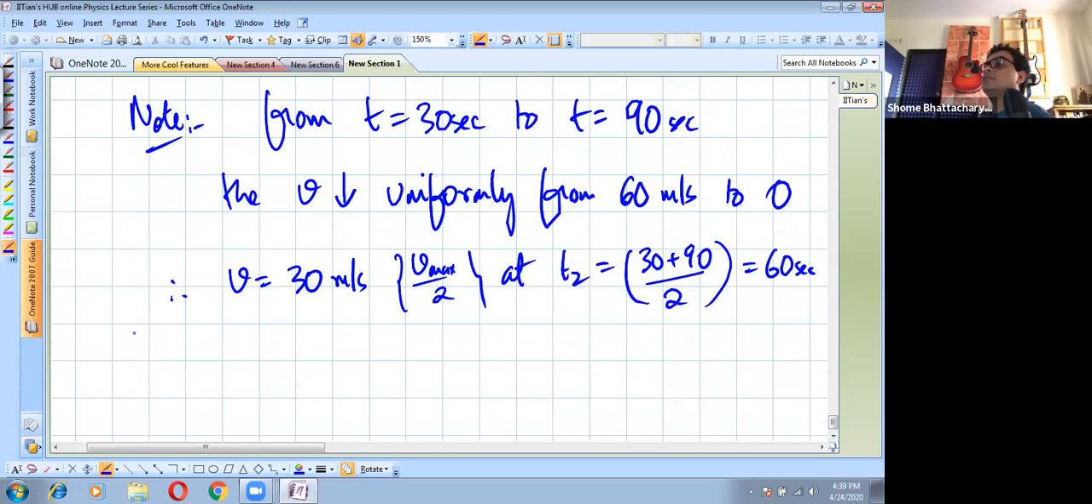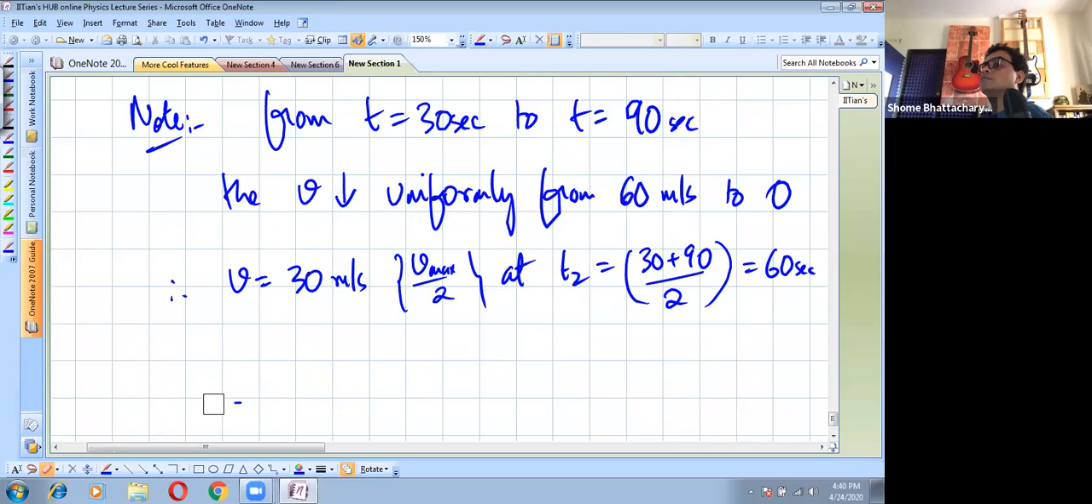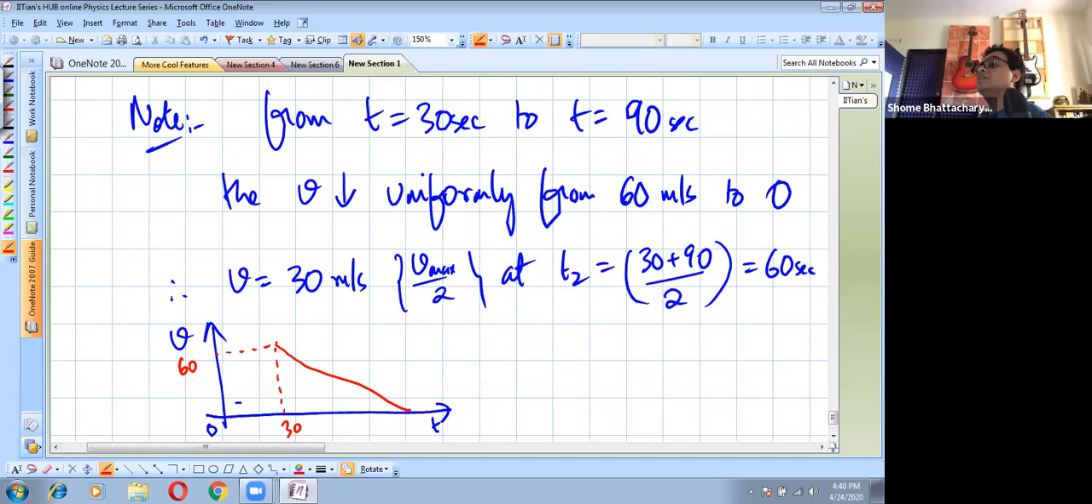So you can just visualize this like this, that the velocity is dropping. Let's make this better. So forget about the first part of the graph. The second part of the graph, the velocity is dropping like this uniformly from 60 to 0 in time 30 seconds to 90 seconds. Okay. So obviously it will reach the half point at the midpoint of this. It will reach 30. So this is T2. T2 will be the midpoint of 30 and 90. That's how I got this.